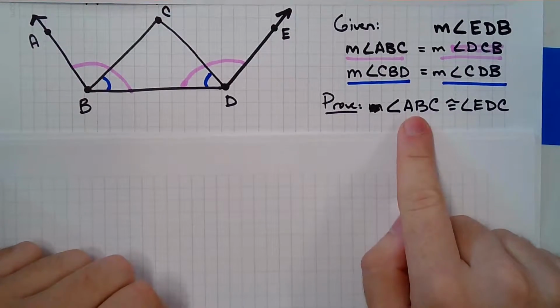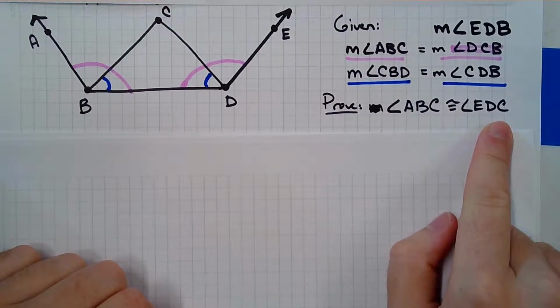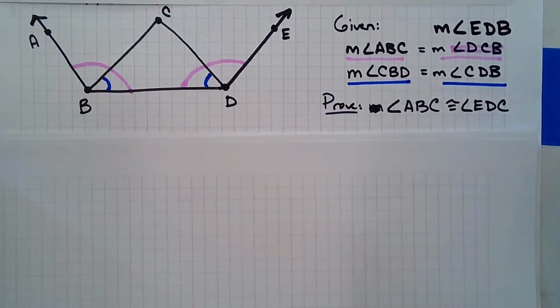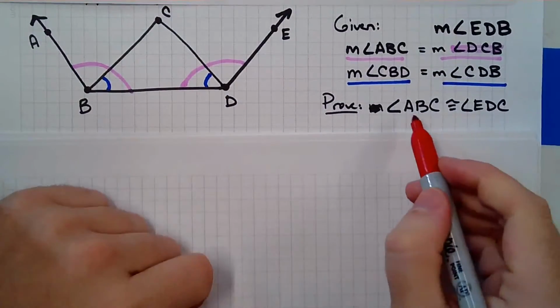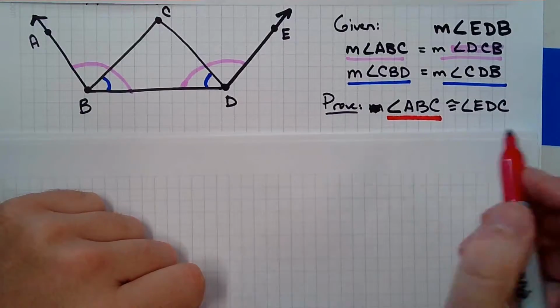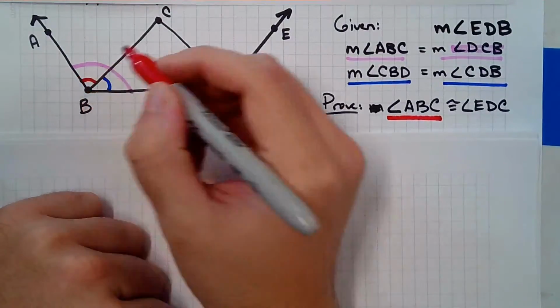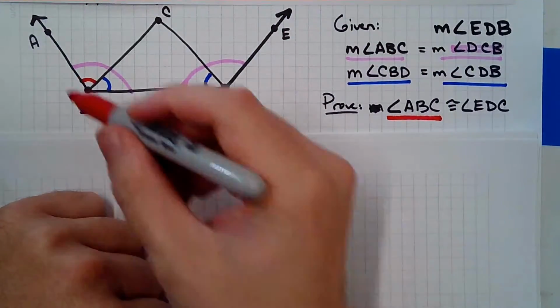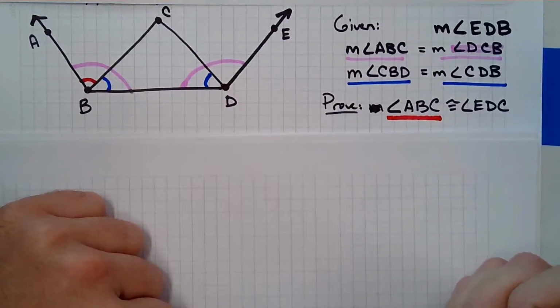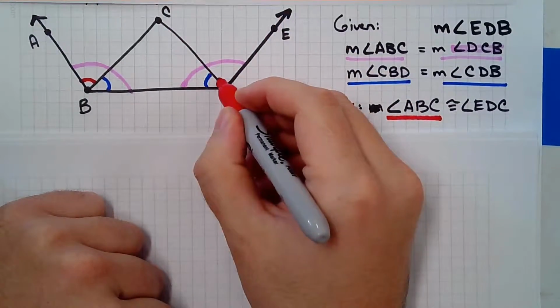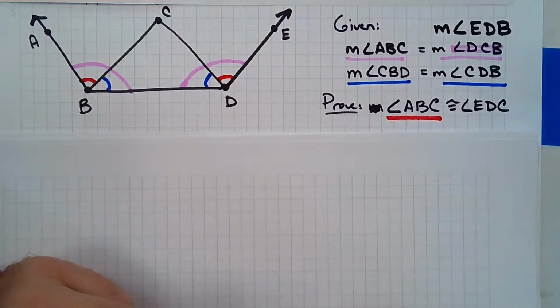So we're trying to prove that ABC and EDC are the same. So let's highlight what we're trying to prove. ABC is this angle, isn't it? ABC. And EDC is this angle. So that's what we're trying to prove. It's not given to us, but we're trying to prove.